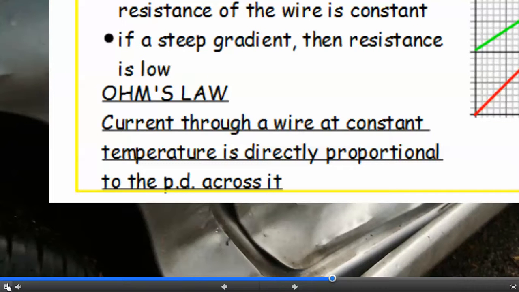Now, Ohm's law states that the current through a wire at constant temperature is directly proportional to the PD across it. You need to learn that definition.